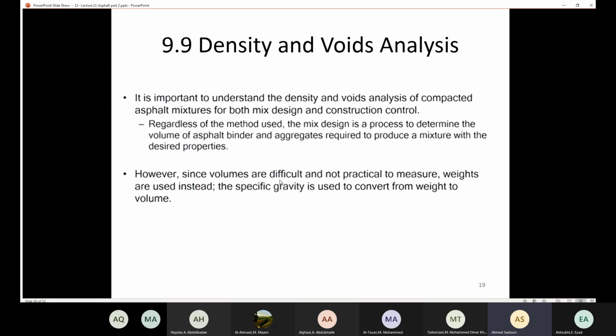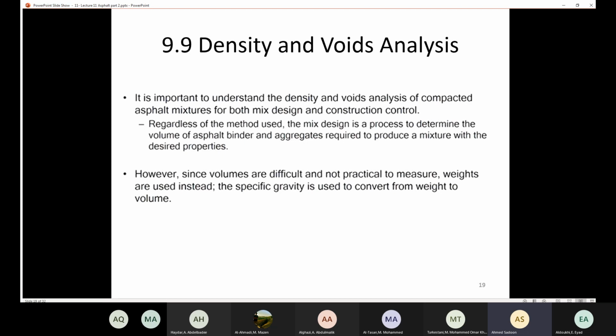However, since volumes are difficult and not practical to measure, weights are used instead. So here we talk about the void analysis, which means that we need to know the volumes, and it's very difficult to measure the volumes. So we are going to use the weights, and in order to relate the volume and the weights, of course, we have the specific gravity. The specific gravity is going to get in between. So we are going to convert everything through the specific gravity because, like we have learned through this semester and in the lab, we managed to determine the different types of specific gravity.